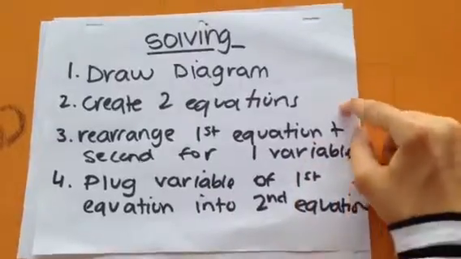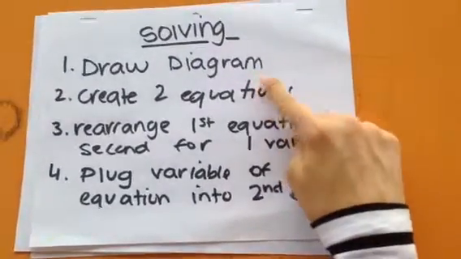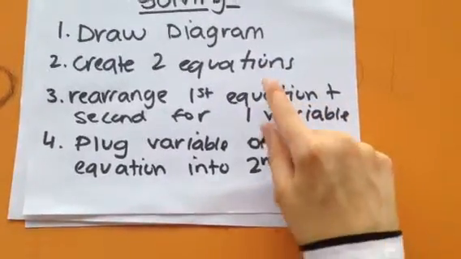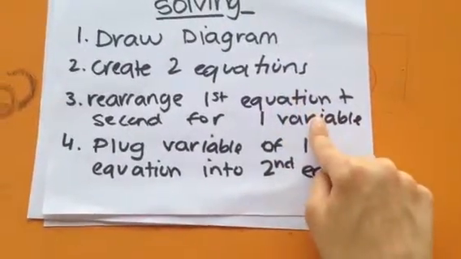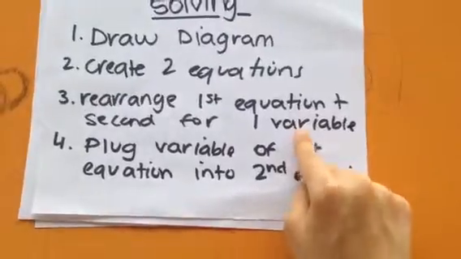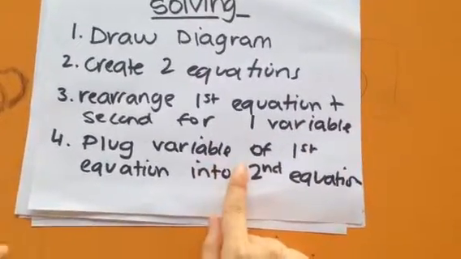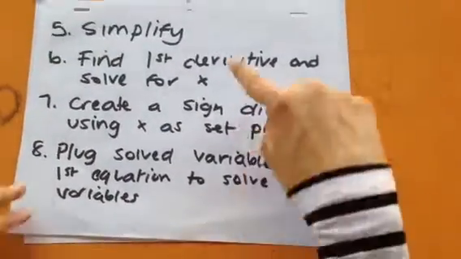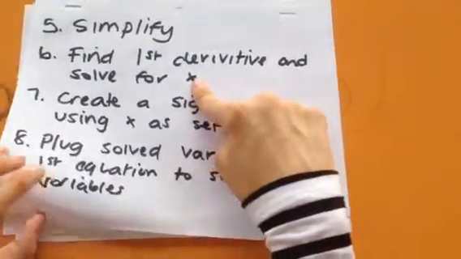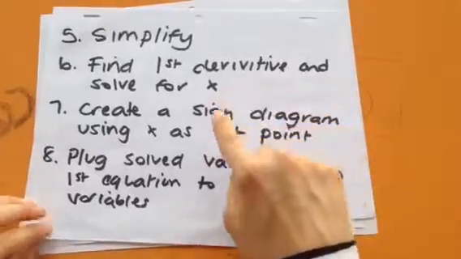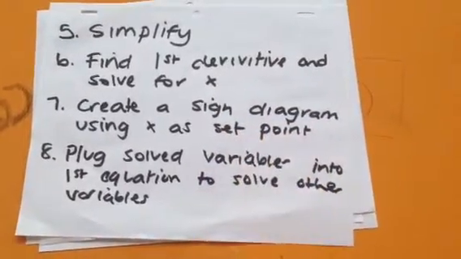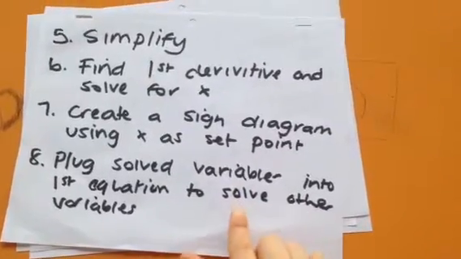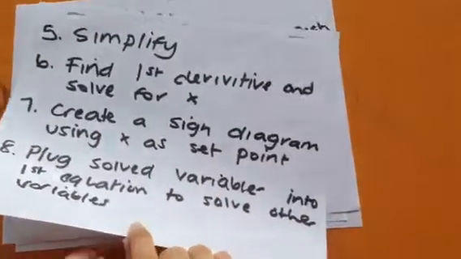To solve for optimization, first draw a diagram, then create two equations. Rearrange these equations to solve for one variable. Plug in the variable of the first equation into the second equation. Simplify this, and then find the first derivative and solve for x. Create a sign diagram using x as the set point, and then plug in these solved variables into the first equation to solve for the other variables.